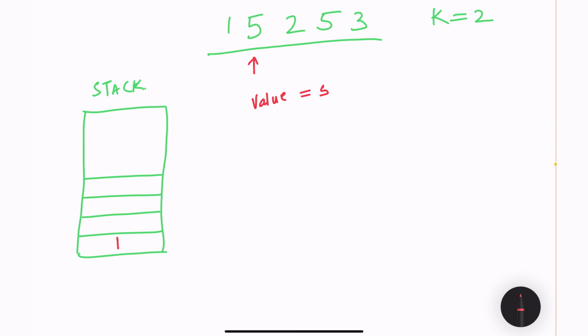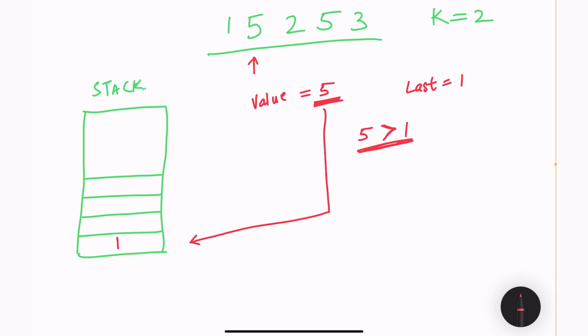So my new value is 5. Compare it to the last value that was added. Is 5 less than the last value? If 5 is less, it means there was a dip. But in this case, 5 is greater. There is no dip, so we cannot remove 1 yet. So I will add 5 to the stack.